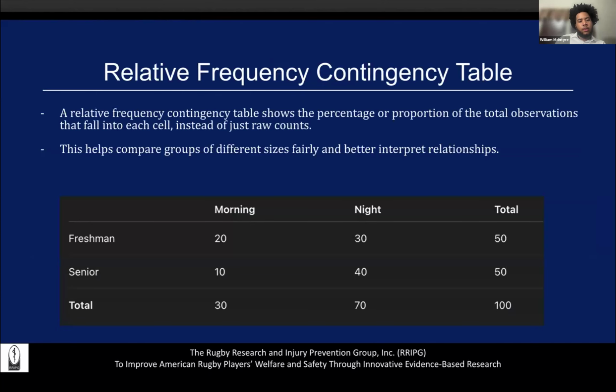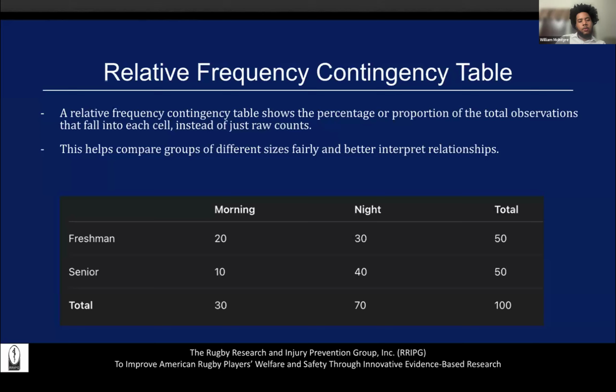So what is relative frequency? Basically, it is a table that shows a percentage or portion of the total observations that fall into each cell, instead of just the raw counts. This helps to compare groups of different sizes fairly and better interpret relationships.